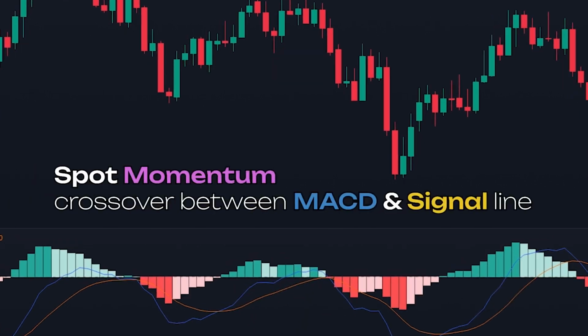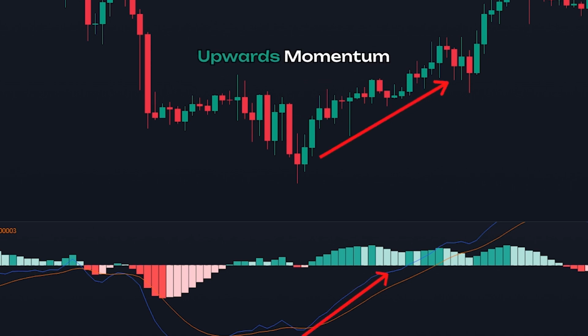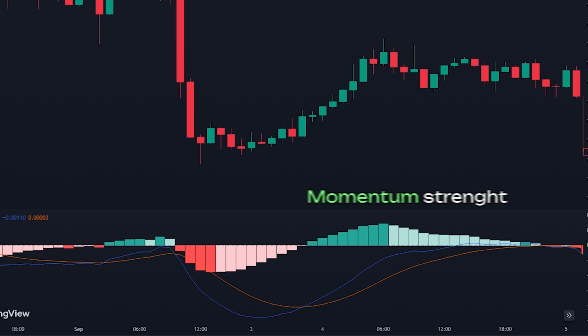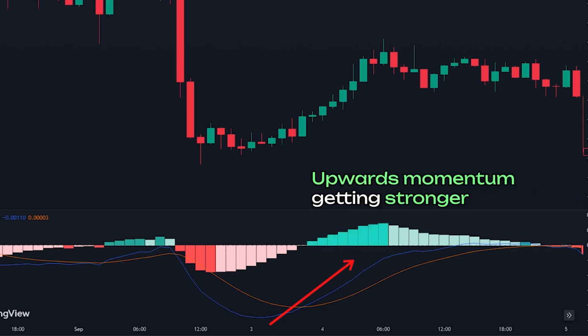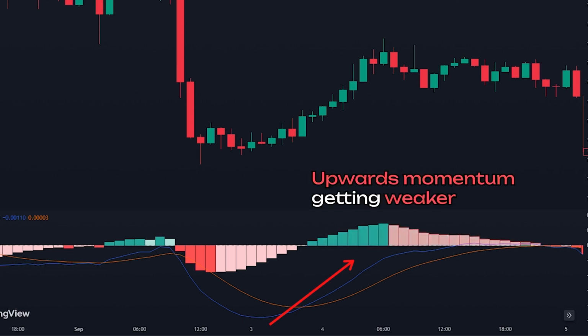Traders use this indicator to spot momentum by looking at the crossover between the MACD line and the signal line. Let me show you an example. If the MACD line crosses above the signal line, it indicates that the market is on an upward momentum. And if it crosses below, it indicates that the market is on a downward momentum. Traders can assess the momentum strength by observing the histogram size. If the MACD crosses above the signal line while the histogram is getting larger, it indicates a strengthening upward momentum. Similarly, a histogram getting smaller in size tells us about a weakening upward momentum.